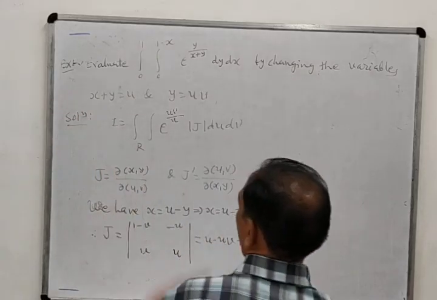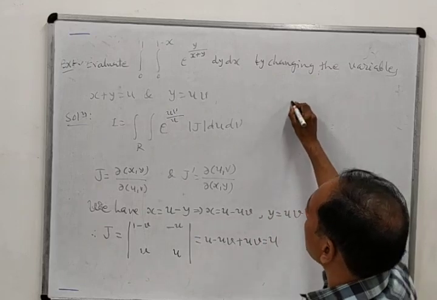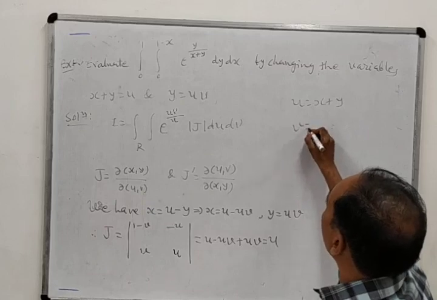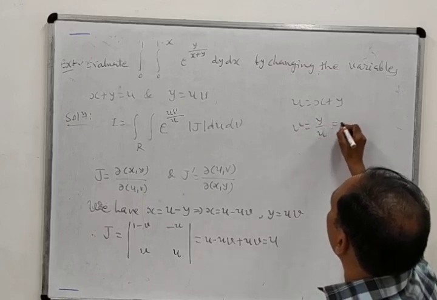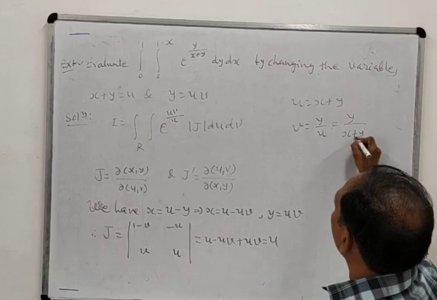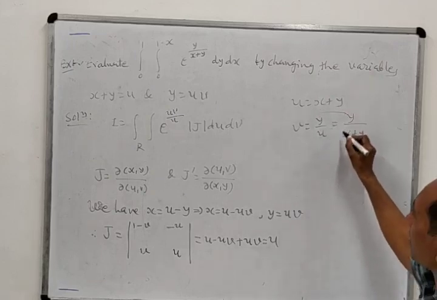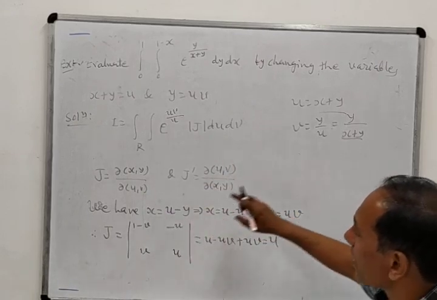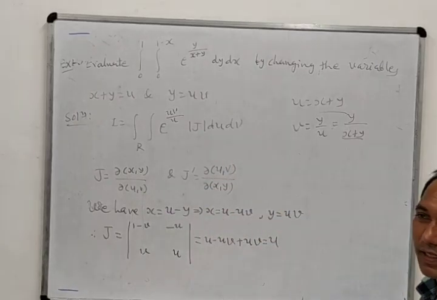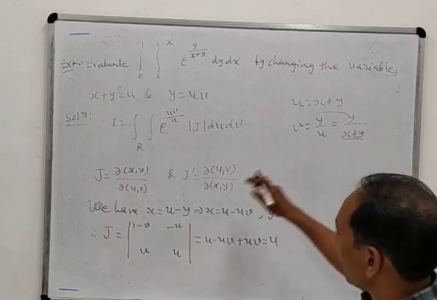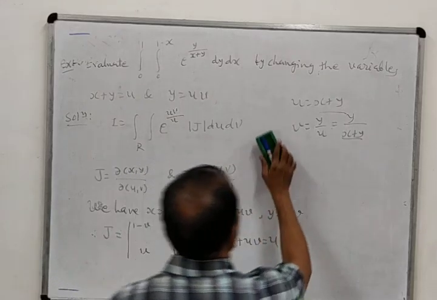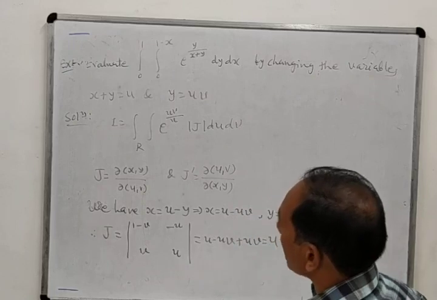Otherwise, suppose you have written u equal to x plus y, and v equal to y upon x plus y. If you put the value of x plus y in this transform, then you need to find J dash. And after finding J dash, you can find J by writing 1 upon J dash, because J into J dash equals 1. But it is more convenient this way. You can do it in both ways. So Jacobian J is now obtained.